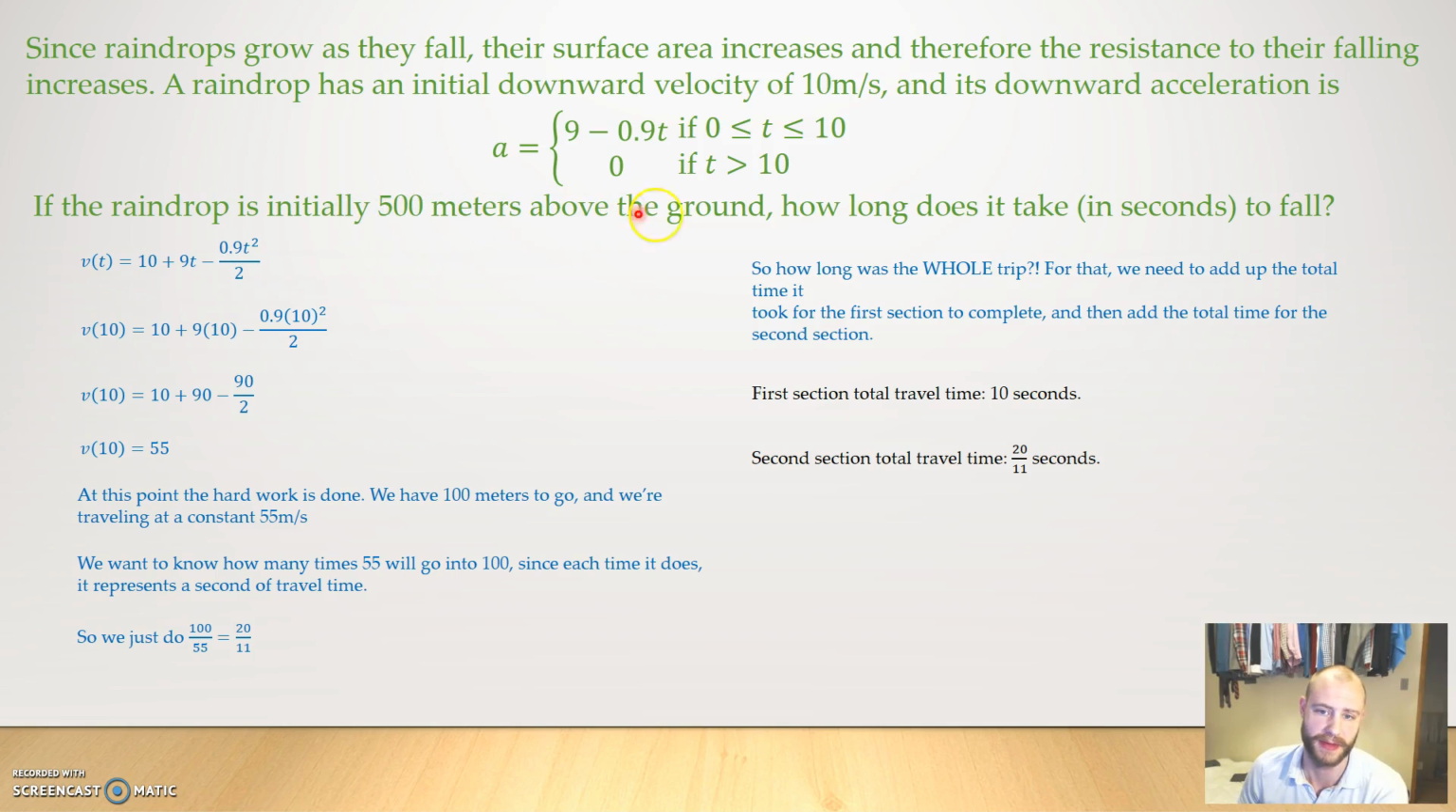If the raindrop is initially so on and so forth, how long does it take in seconds to fall the full 500 meters? For that, we need to add up the total time it took for the first section to complete and then the total time for the second section. First section total travel time, 10 seconds. They just tell us that. The whole question was finding the second travel time, which is 20 over 11 seconds. Not quite 2 seconds, more than 1. Add those together and that'll give you your answer.